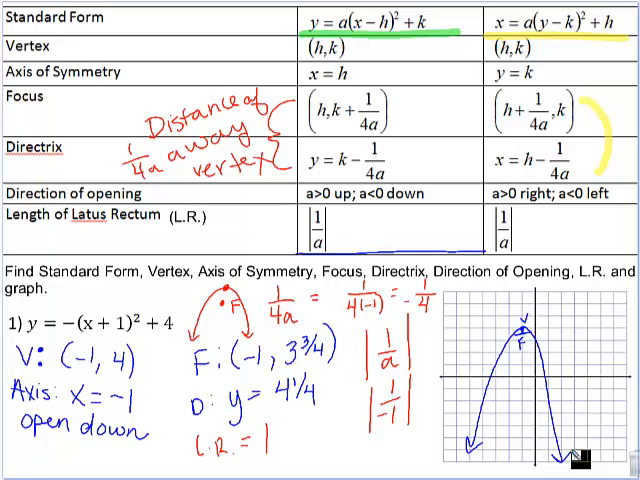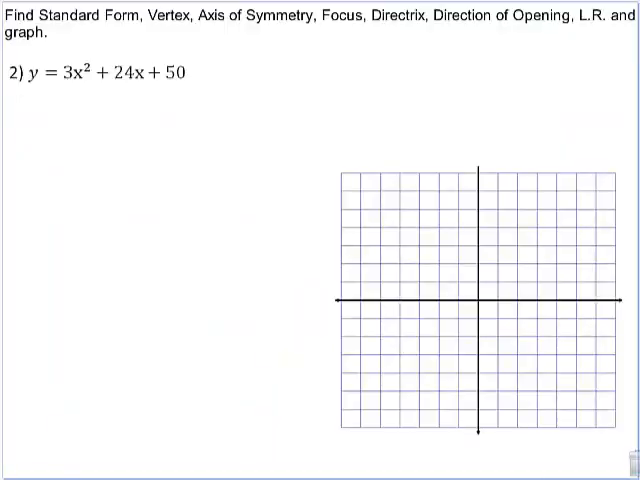Okay, so now, next example, it's not going to be in vertex form for us. So we're going to have to put it in vertex form, so we have to remember how to do that, which we did do at one point in time. So same directions. This is not already in standard form. Y equals 3x squared plus 24x plus 50.